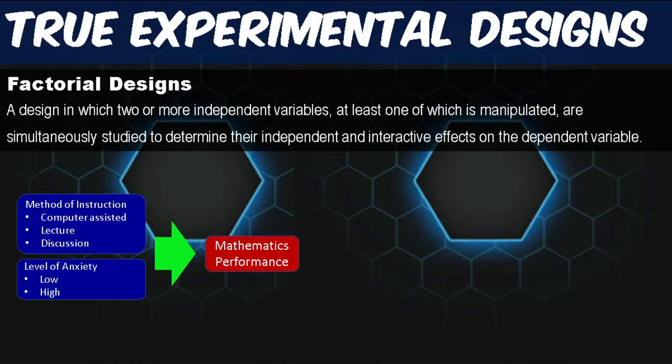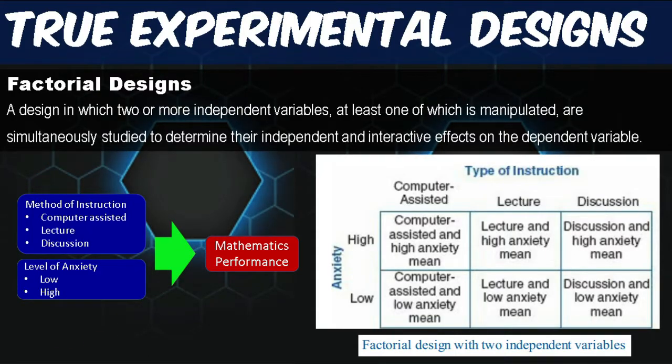This is more specifically termed a factorial design because there are two factors. If there are three independent variables, then it's called a three-factor factorial design. If there are four, we call it a four-factor factorial design. The layout could look like this, especially when we present our data. If we use this design and we are to present our data, it would look like this.